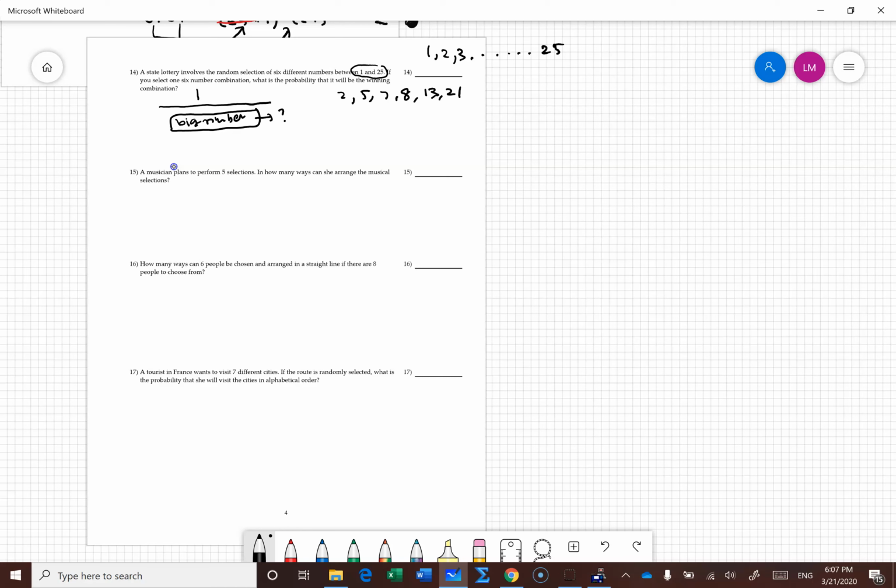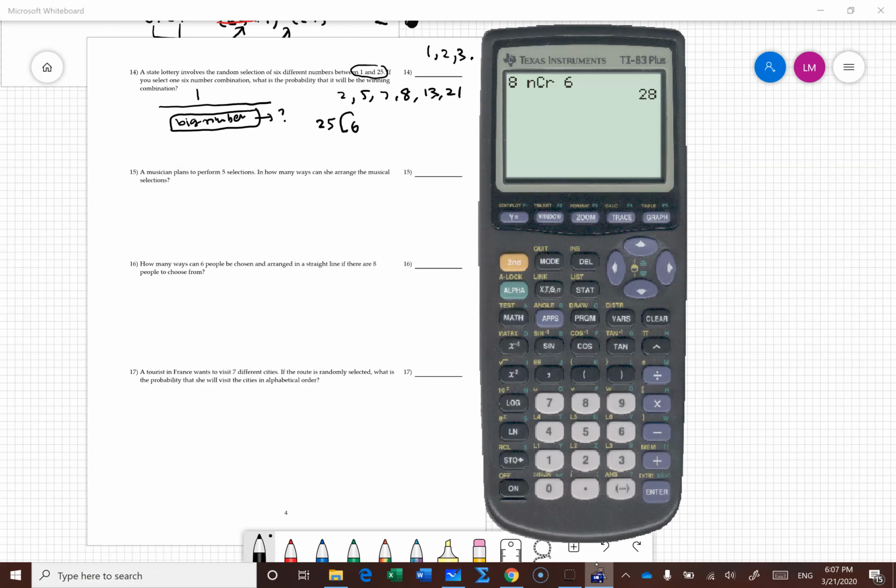You pick 6 numbers. A lot of people pick 6 numbers, but you only have 1 winning number. So how many of all these are possible? That is 25 choose 6. It's always like that. So put it in the calculator: 25, math, go to probability, and then nCr, enter 6.